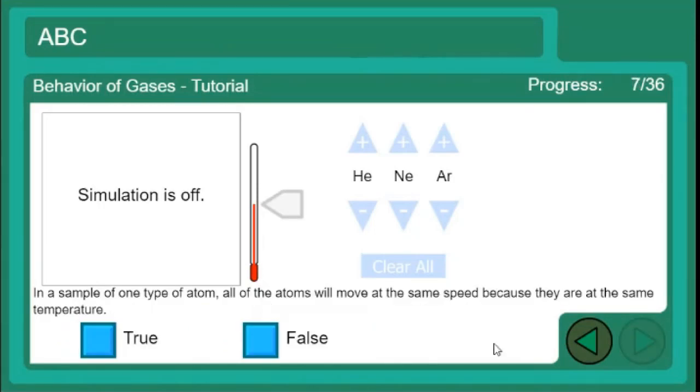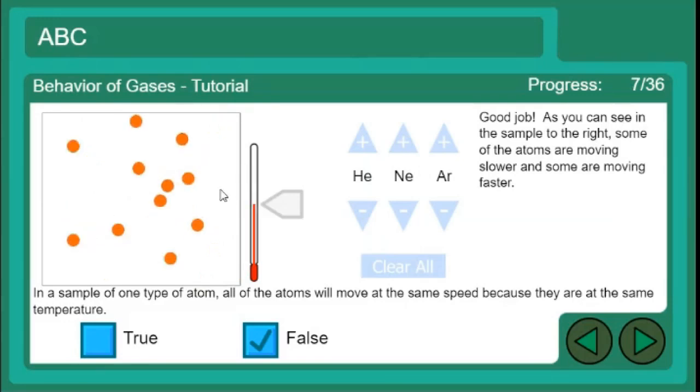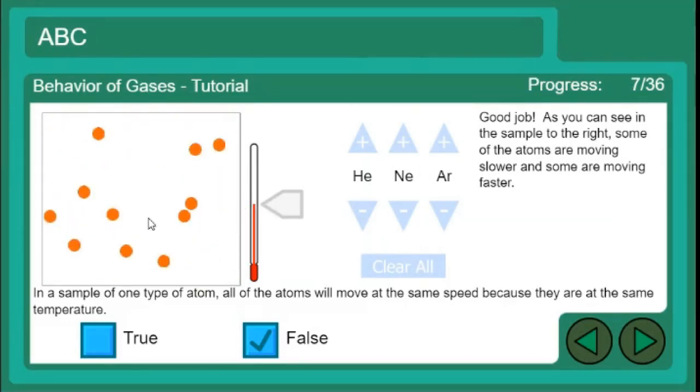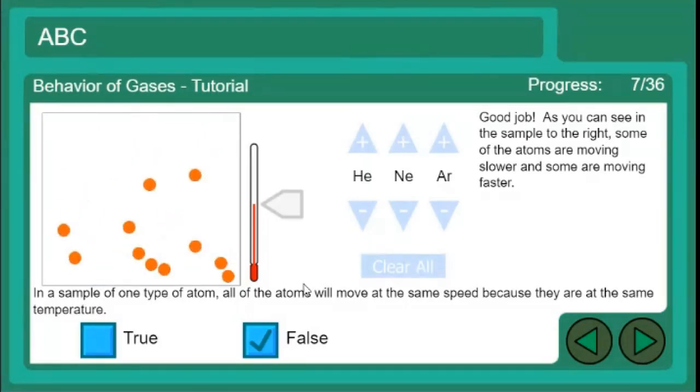Okay, in a sample of one type of atom, all of the atoms will move at the same speed because they are at the same temperature. At the same speed? False. Just now we tried. Good job. As you can see, in the sample to the right, some of the atoms are moving slower and some are moving faster, even though they are the same particles. So that's why we take the average kinetic energy.